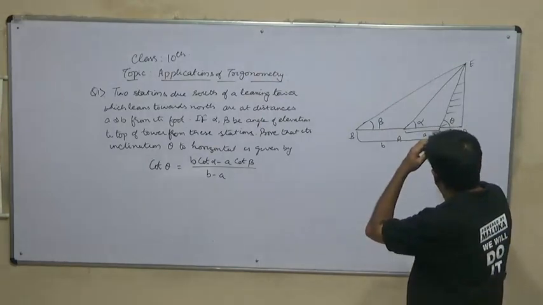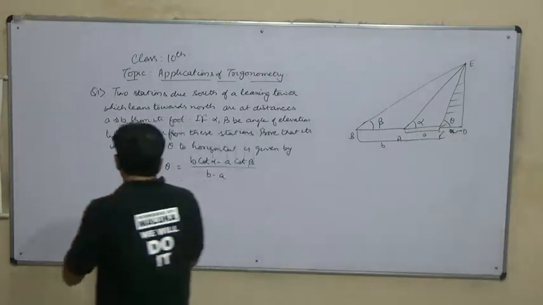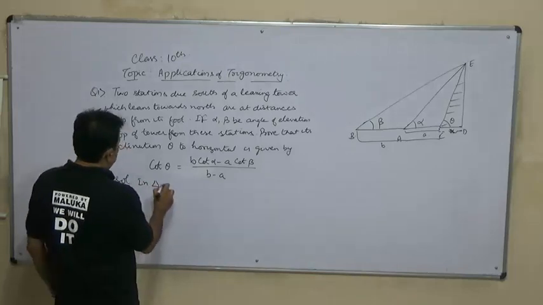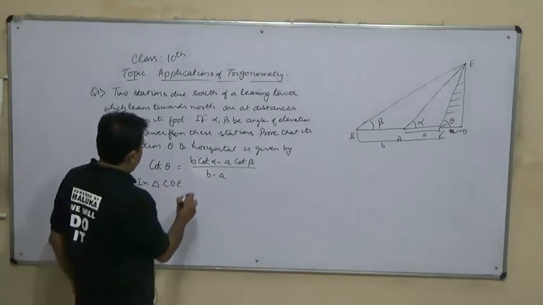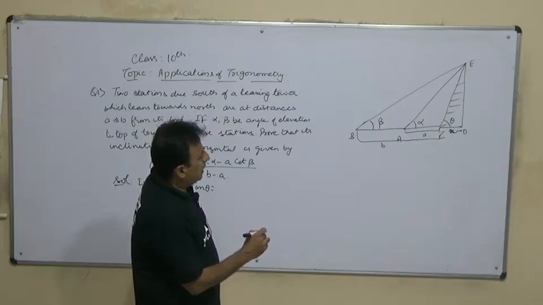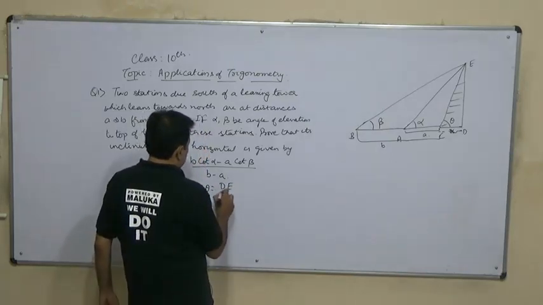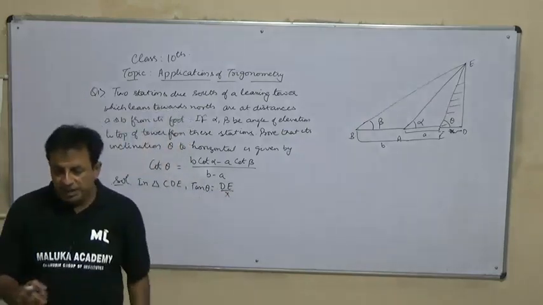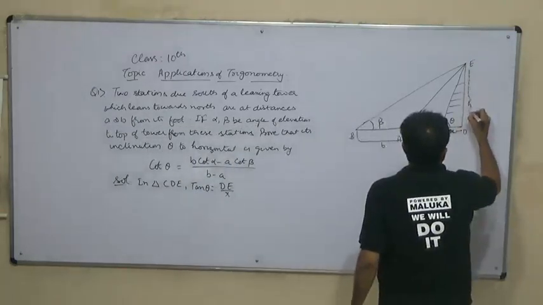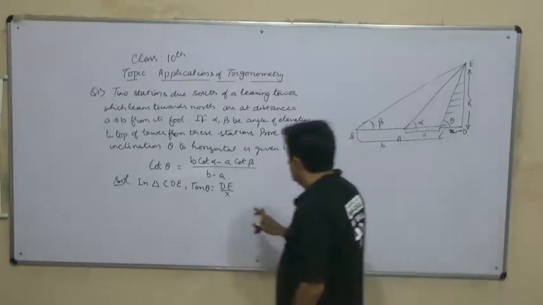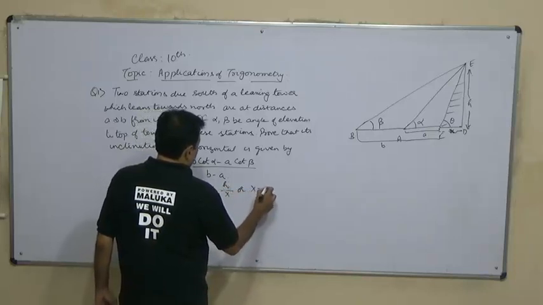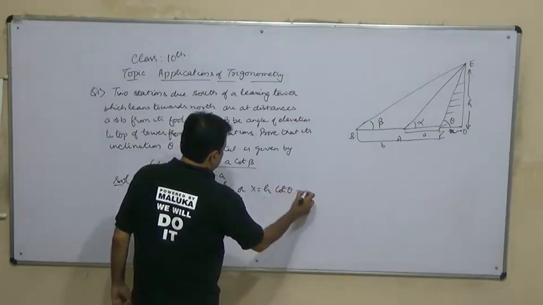Now we can see triangle CDE. Solution: in triangle CDE, we know that tangent theta is equal to DE upon X. Let H be the height of the tower, so let DE be H. So this will be H upon X, or we can say X is equal to H cot theta. This is the first equation.